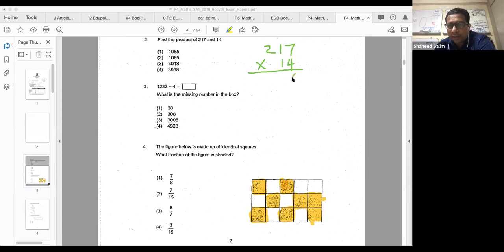7 times 4, 28. Carry the 2 tens here. 1 times 4, 4 plus 2, 6. 2 times 4, 8. You're going to multiply the next number with a 0. 7 times 1, 7. 1 times 1, 1. 2 times 1, 2. Add together. 8. Since 13, carry 1. Add again, get 10 over here. So 3038.